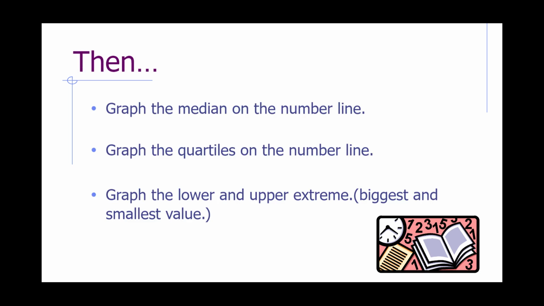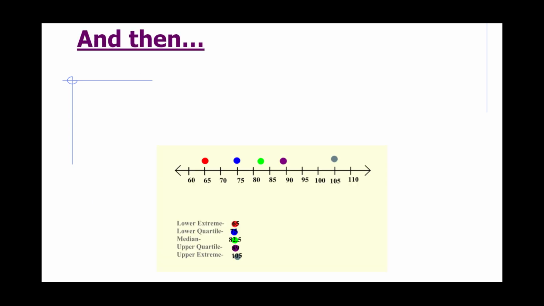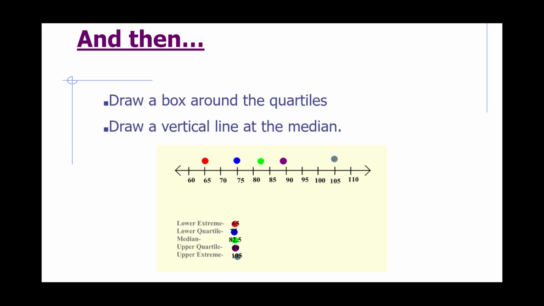Now we're going to graph these numbers. Finding them is not hard. Graphing them should be even easier. We're going to start out by graphing the median, then the quartiles, and then the lower and upper extremes. Once I do that on my number line, this is what they should look like.